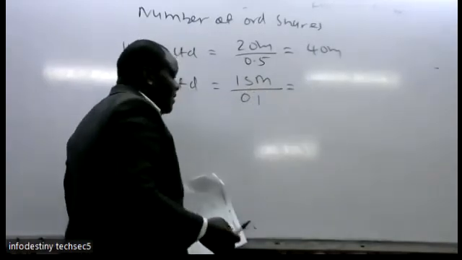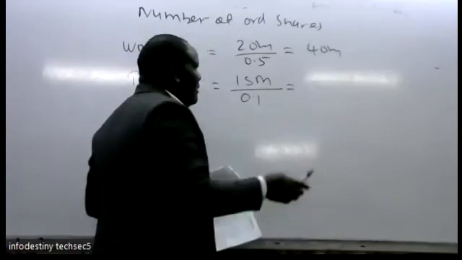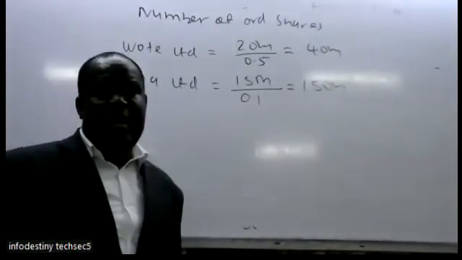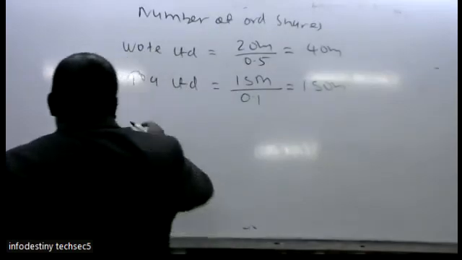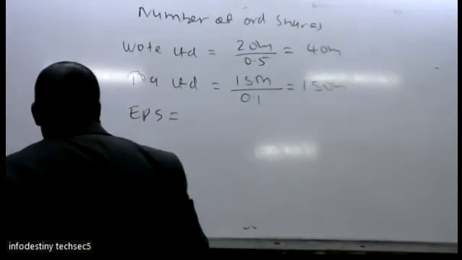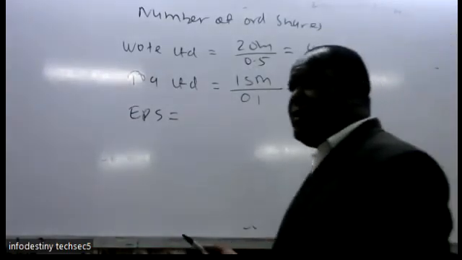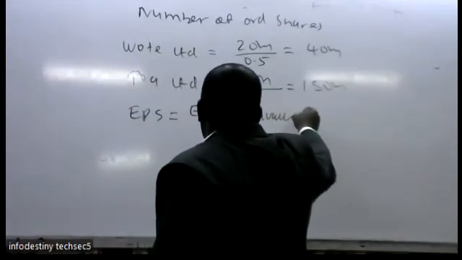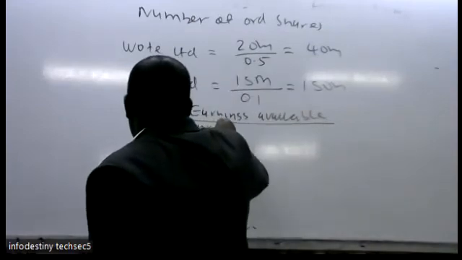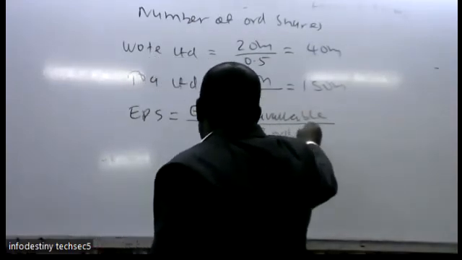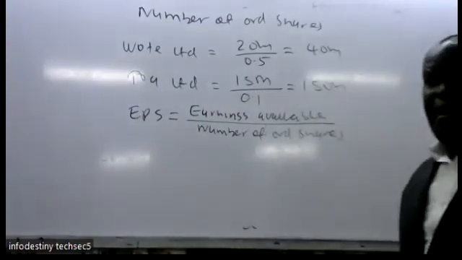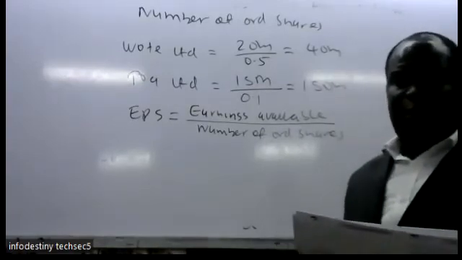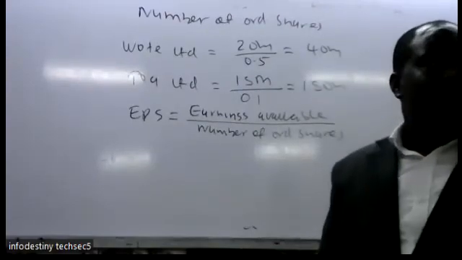0.1. So that should give us 150 millions. Then apart from that, we also need the earning per share. We also calculate earning per share for each company. To get the earning per share for each company, it is earnings available divided by the number of ordinary shares. Earnings available is what I referred to as profit attributable to the ordinary shareholders.